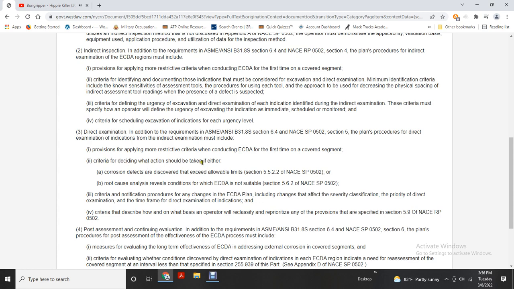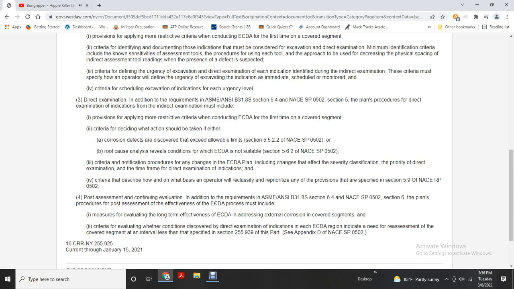Criteria for deciding the action to be taken when corrosion defects discovered exceed allowable limits, or when root cause analysis reveals that the condition of the external corrosion direct assessment is not suitable. Criteria for notification of any changes to the external corrosion direct assessment plan, including changes that affect the severity classification, the priority of the direct examination, the time frame, and direct examination indications.